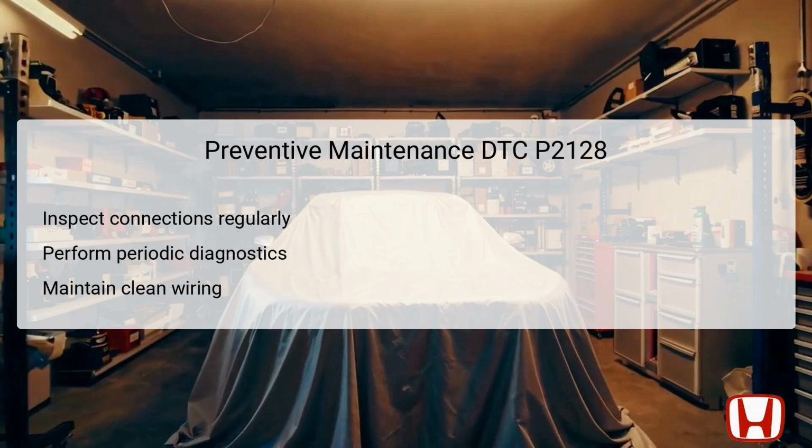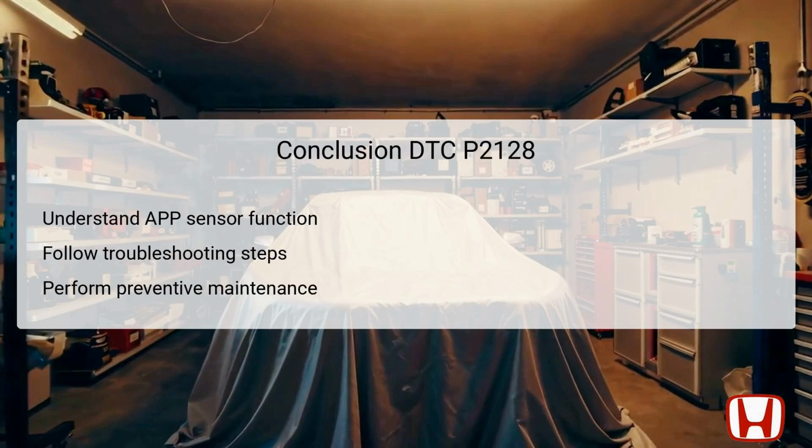Regular maintenance not only helps in avoiding the activation of diagnostic trouble codes, but also enhances the overall reliability of the vehicle's performance. In conclusion, understanding the function and significance of the APP sensor B is paramount when dealing with DTC P2128. The diagnostic process consists of clearly defined troubleshooting steps, from voltage checks to continuity testing, all aimed at pinpointing the source of the issue. Properly diagnosing the problem ensures effective repairs, allowing the vehicle to return to optimal performance.